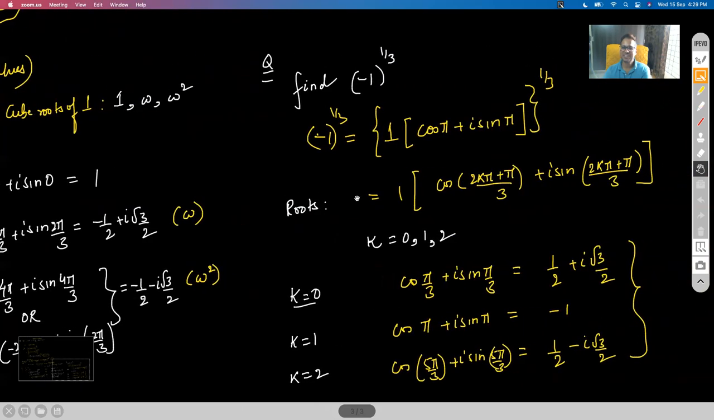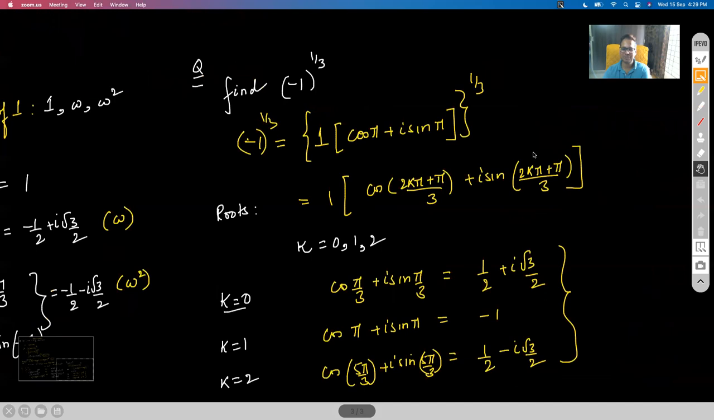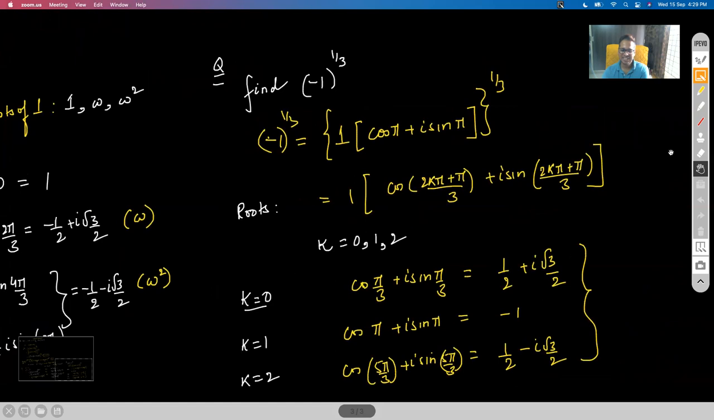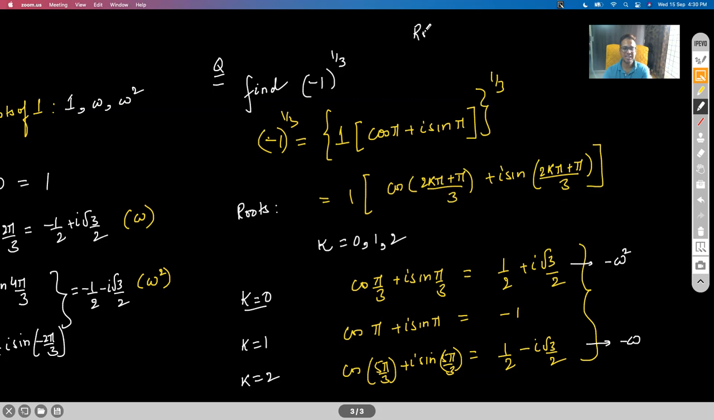So, I gave you an exercise of finding the cube roots of negative 1. You can note down here that the cube roots of negative 1, can you see that this term is actually negative omega square, and this term is actually negative omega. So note down, this is something that you can remember also. Cube roots of negative 1 are minus 1, minus omega, and minus omega square. So if you know cube roots of unity, you can also find out cube roots of minus 1.